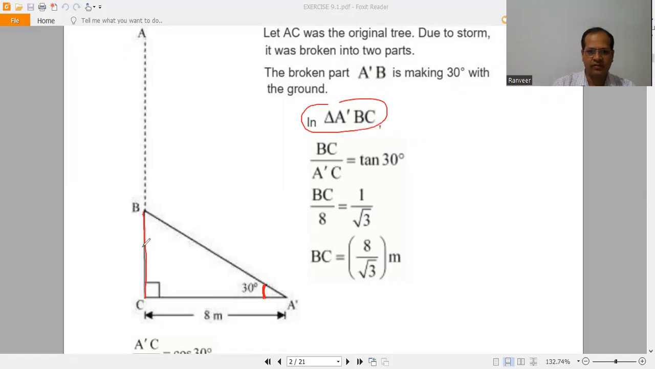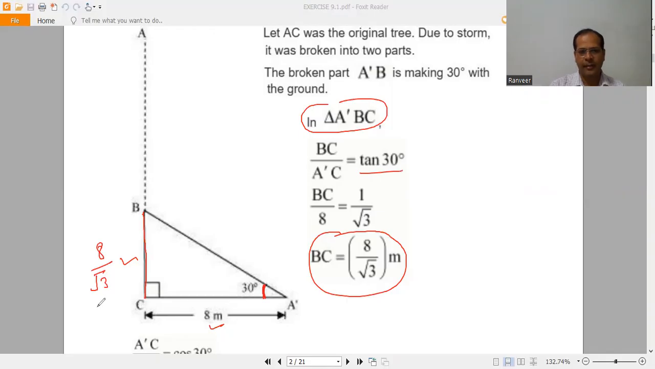For this, if we take this divided by this, the hypotenuse will not come, and that is only possible in tan theta. So tan theta is BC by A dash C. So BC value is 8 by root 3.